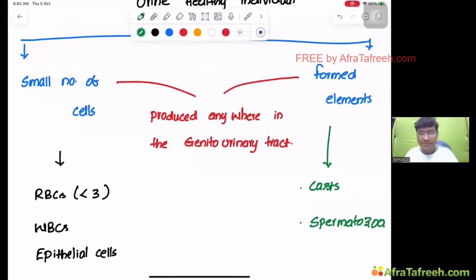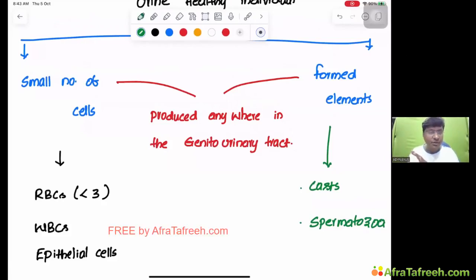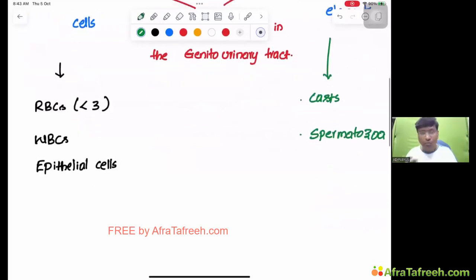But what about the specific gravity? What about the pH? What about the osmolality? I'll be discussing that subsequently. But what I'm talking about is the normal urinary content. Now, what will the abnormal urine analysis be?